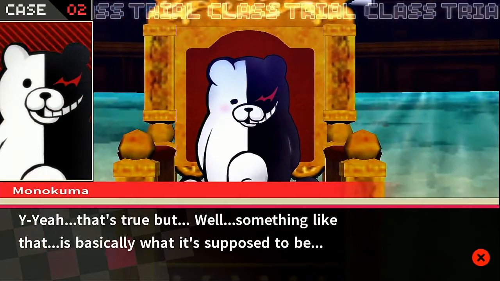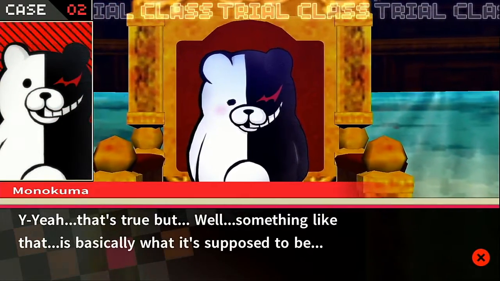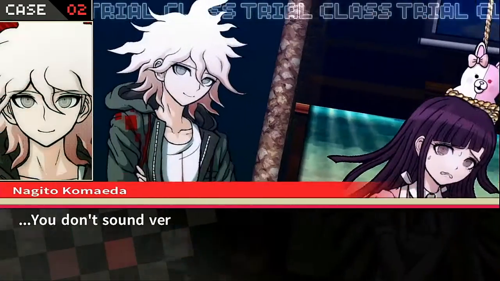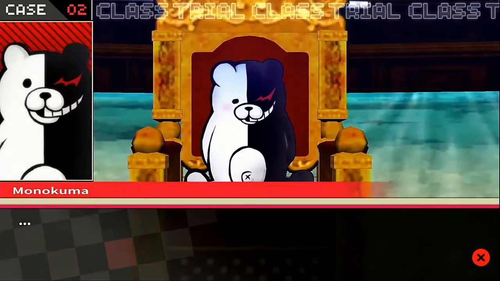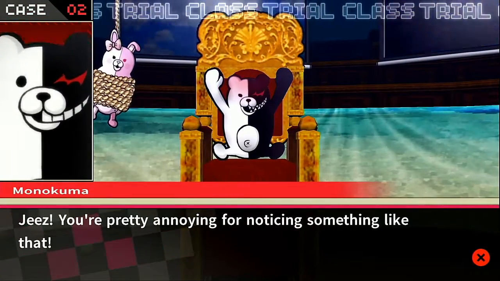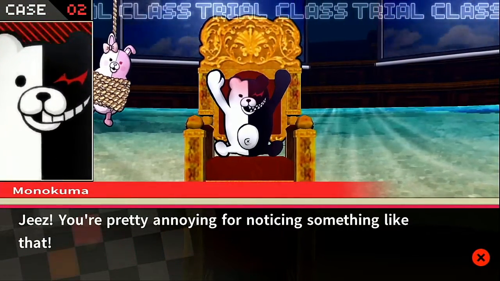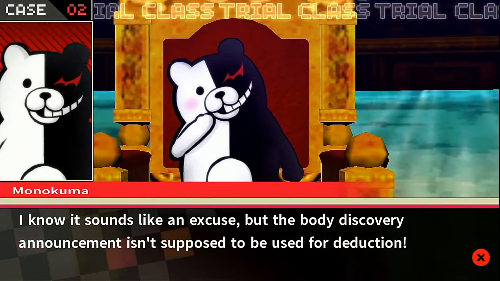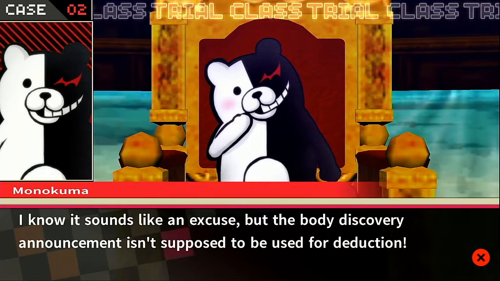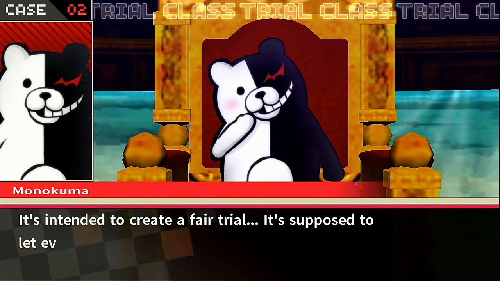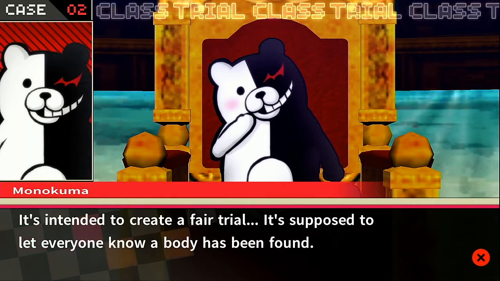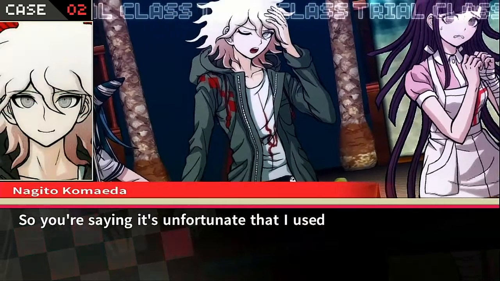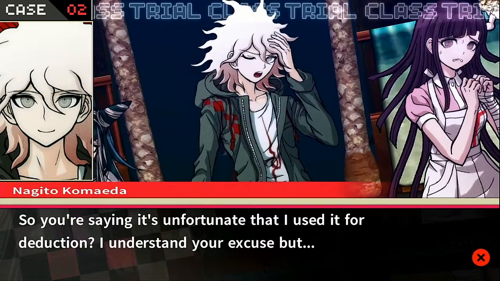Yeah, that's true, but something like that is basically what it's supposed to be. You don't sound very articulate. Jeez! You're pretty annoying for noticing something like that! I know it sounds like an excuse, but the body discovery announcement isn't supposed to be used for deduction. It's intended to create a fair trial. It's supposed to let everyone know a body has been found. So you're saying it's unfortunate that I used it for deduction?